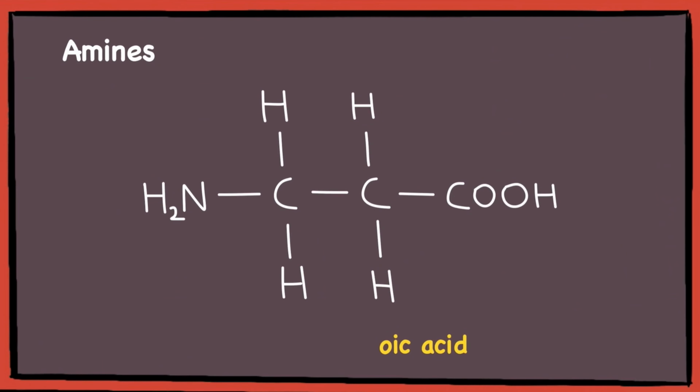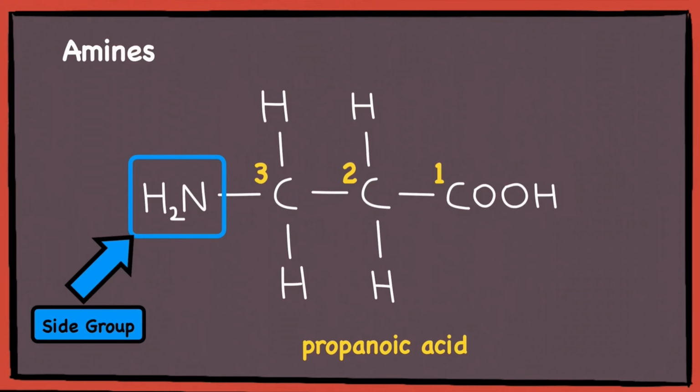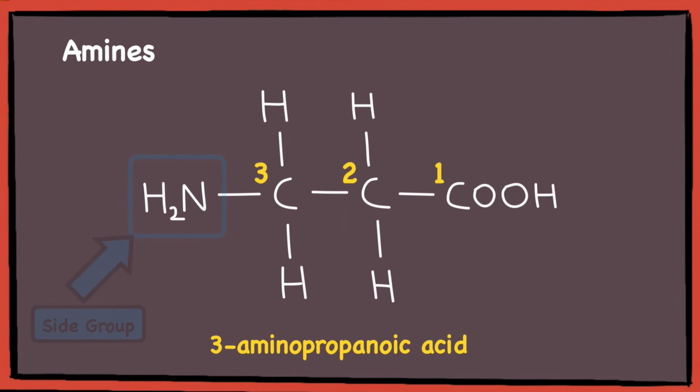And since the parent chain has 3 carbon atoms, the parent chain name will be called propan. Lastly, for the prefix of the name, since the amine group is now a side group instead of the main functional group, and it is attached to the 3rd carbon atom of the parent chain, the prefix will be called 3-amino. Combining everything together, we will have 3-aminopropanoic acid.